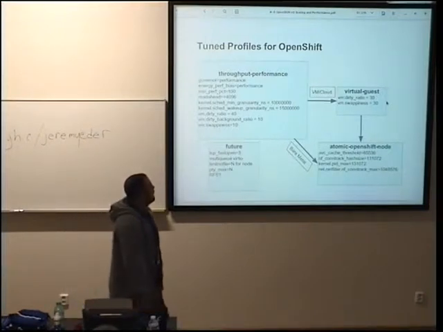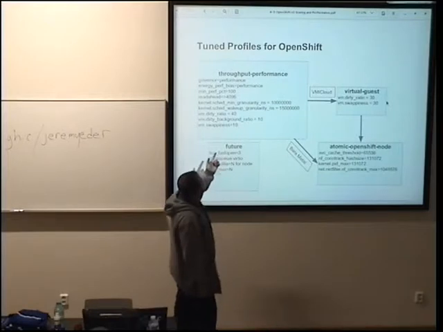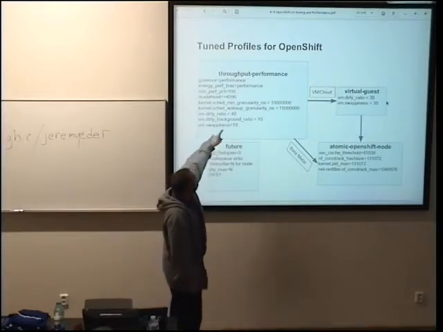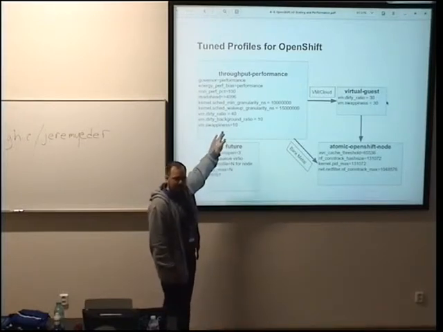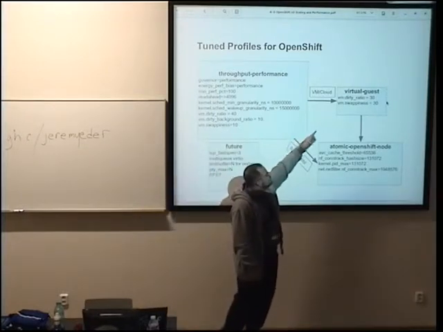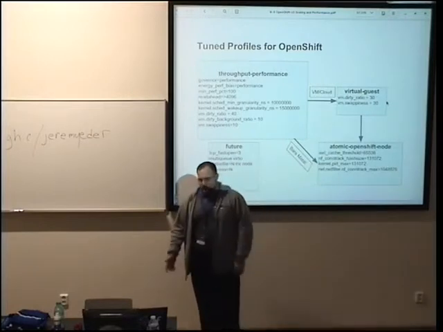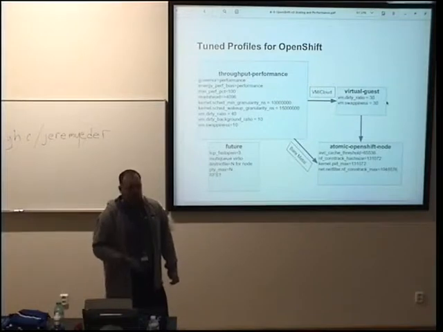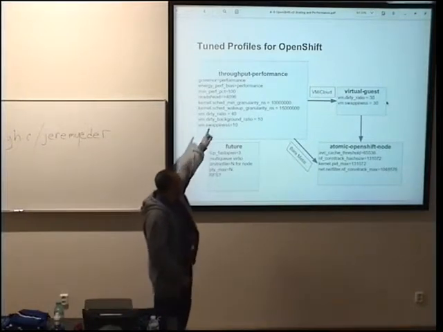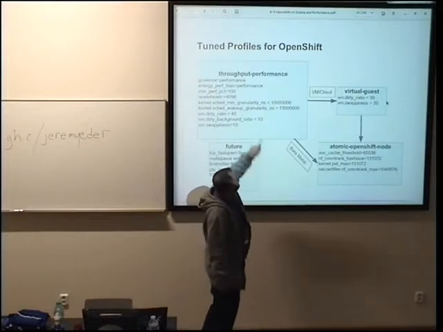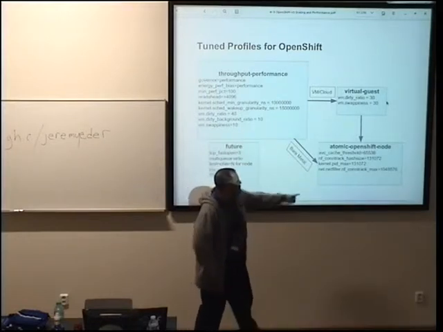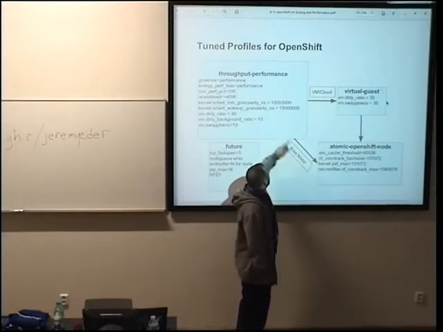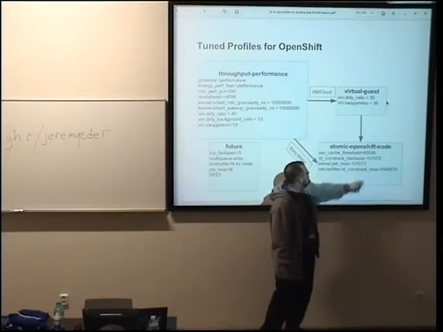So anyway, tuned has a concept of inheritance, so you've got profiles that build on their parents. Throughput performance is the default profile in RHEL 7. And for virtual guests, we do a couple extra things. If you install KVM, you automatically get that profile. If you install RHEL 7, you automatically get that. So for a virtual guest, you have this plus that. For OpenShift, you've got this. Well, let's say OpenShift inside of a VM, you've got this plus this plus this.